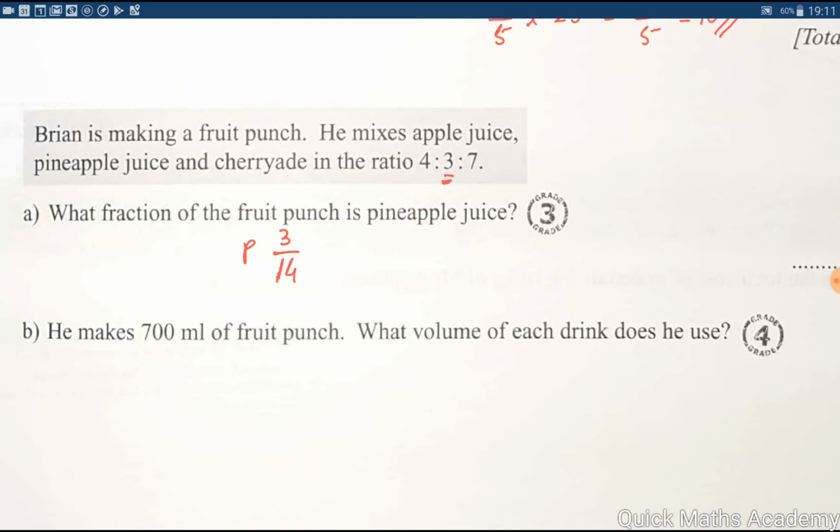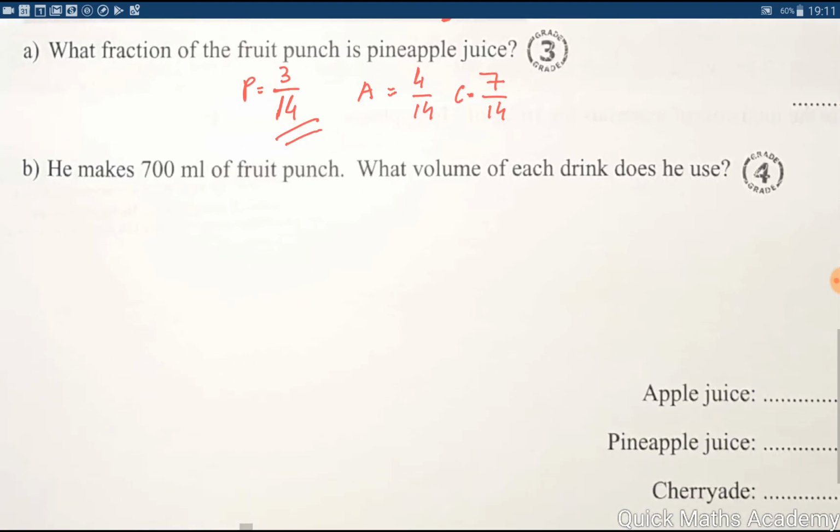We can apply the same train of thought to, for example, apple juice. For apple juice, what ratio do I have? I have 4 in each 14 is apple juice. And cherryade, 7 in each 14 is cherryade. They only ask for the pineapple, so our answer is 3/14.